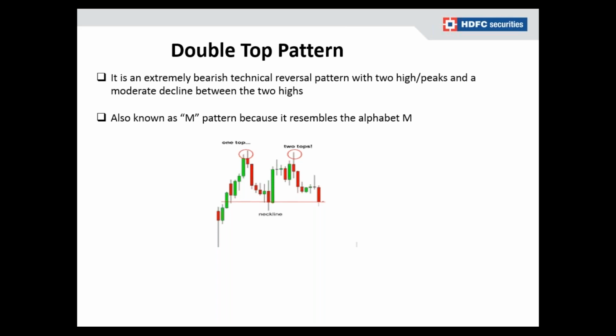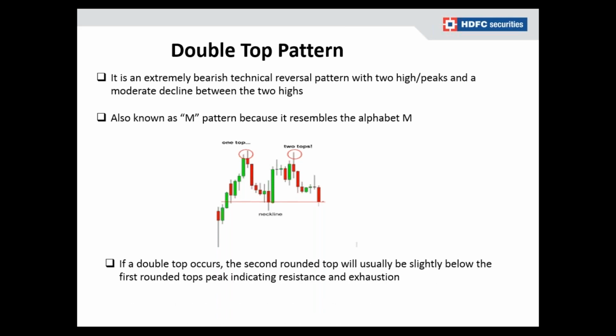The moment from there, the stock faces resistance and starts to fall down, and it first takes support at the neckline. The moment the stock crosses below or falls below this neckline, you are sure that this is a double top pattern, and the stock is only going to fall from here.